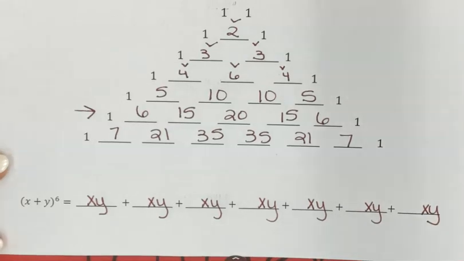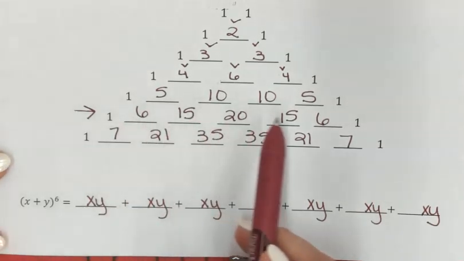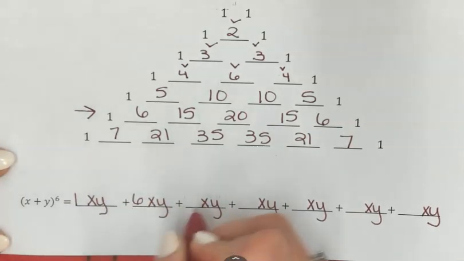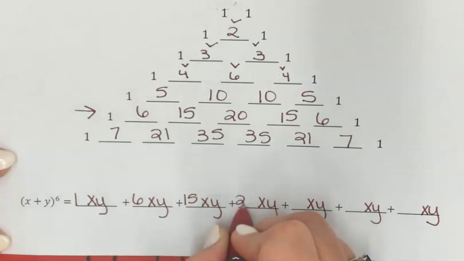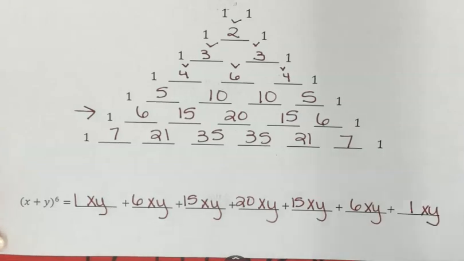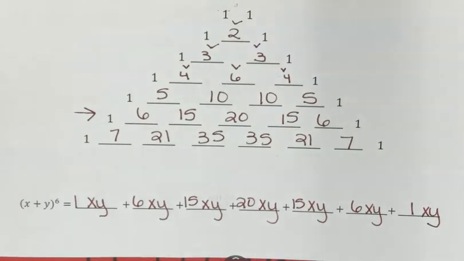Okay, so there are my 7 terms, and now I'm going to put my coefficients in front. So I've got 1, 6, 15, 20, 15, 6, 1. That is what I use Pascal's triangle for. Now what I need to do is my exponents.